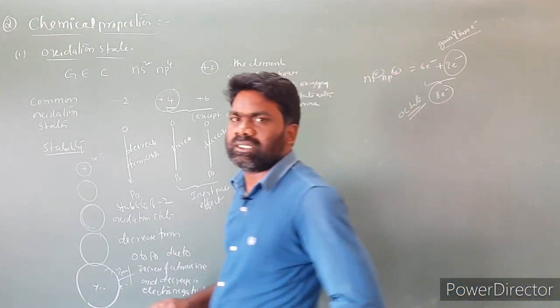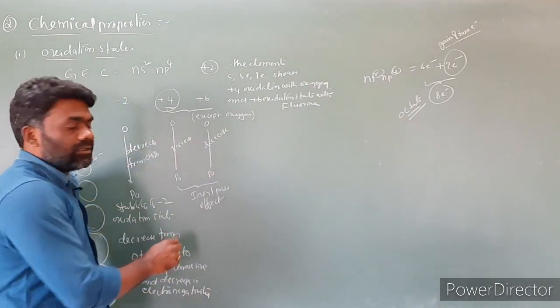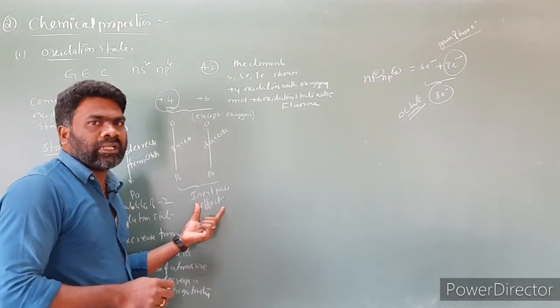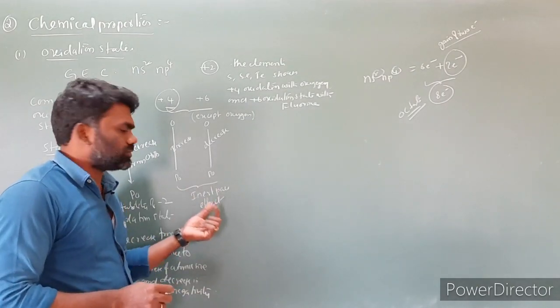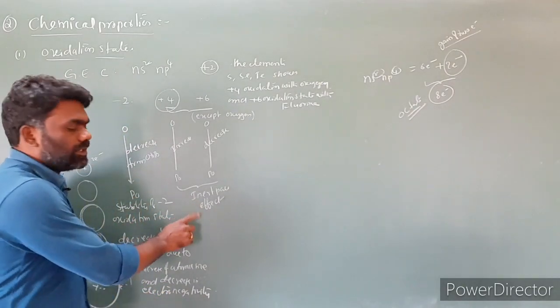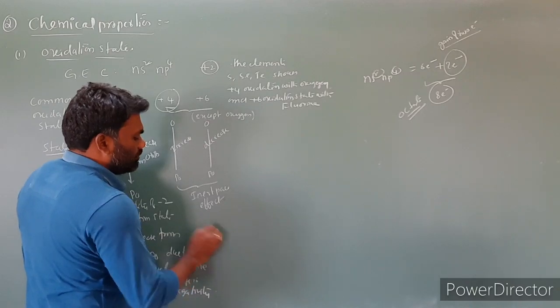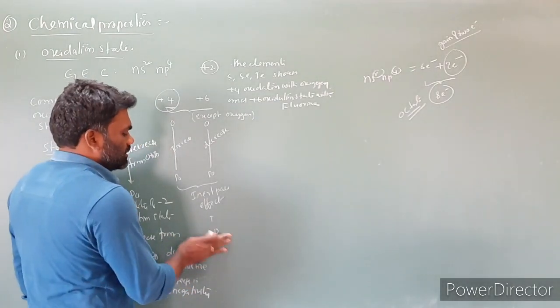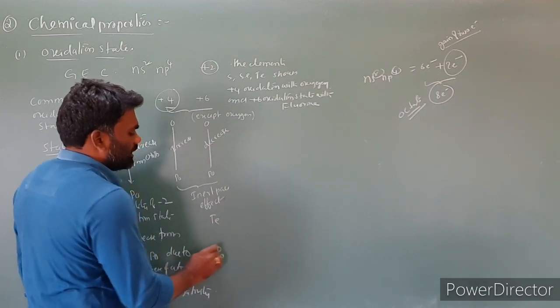Already you know the meaning of inert pair effect. Inert pair effect is nothing but the ns2 electrons are not involved in the bond formation. Those electrons are not involved in bond formation, so we call it the inert pair effect. Let us take an electron configuration for understanding this point. I am taking the last element, polonium. You can take tellurium also.